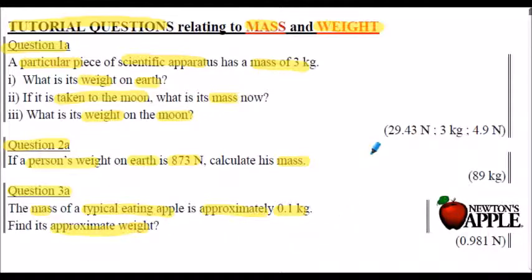The answers are shown in the brackets on the right hand side. I'd encourage you to stop the presentation and attempt these questions. The full worked solutions are shown on the following slides.